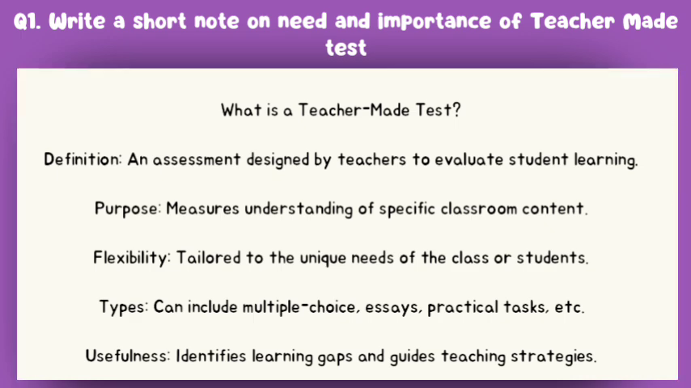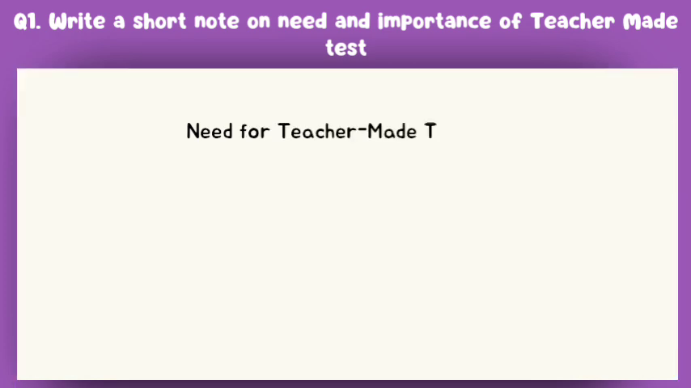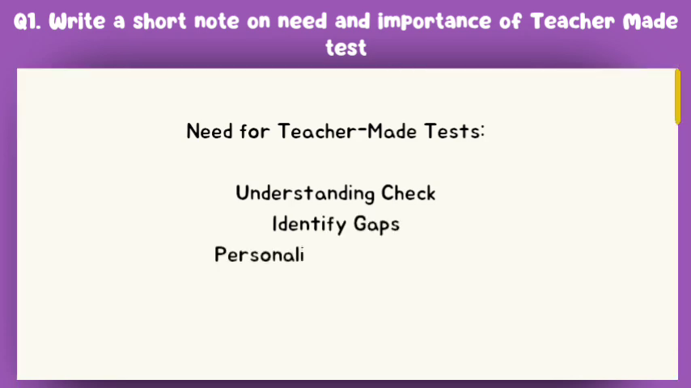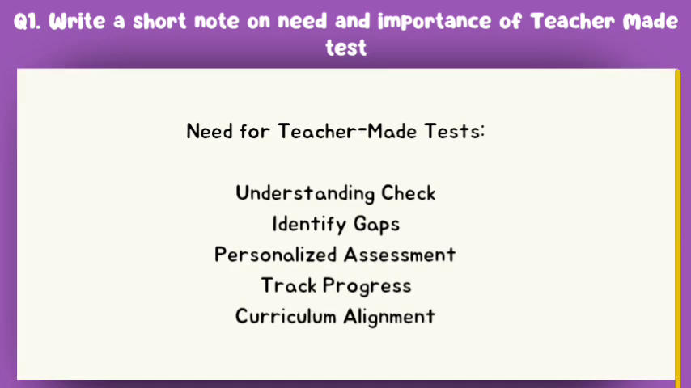Now let's see the next, need for teacher-made test. First one, understanding check: to check if students have understood the lessons taught in the class. Next is to identify gaps: to identify students' strengths and areas where they need more improvement. The third is personalized assessment: to assess students at their own pace and ability level. The fourth one is tracking progress: to track learning progress over time. The fifth one is curriculum alignment: to provide a customized evaluation that matches the classroom curriculum.